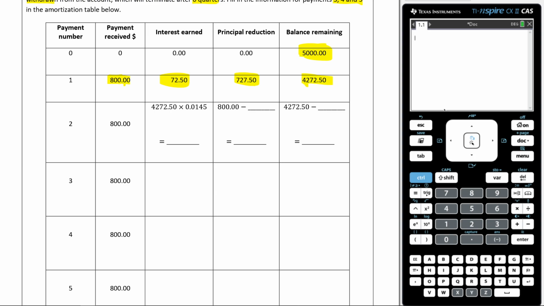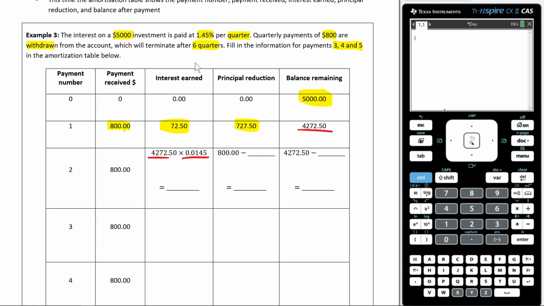Going into the second quarter, we're again withdrawing $800. To figure out the amount of interest we're going to earn here, we take the previous balance and multiply it by this number. Where exactly did that number come from? As you can see here, we have 1.45% per quarter. So every quarter, the interest that we're earning is 1.45%. The way that you turn that into 0.0145 is simply by dividing by 100, and then you're multiplying by that much.